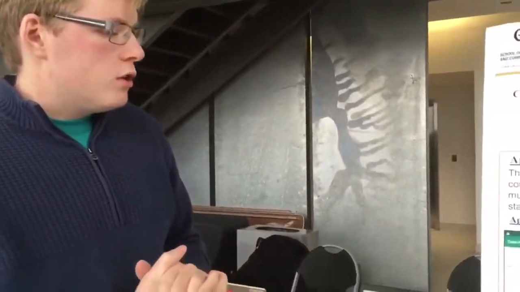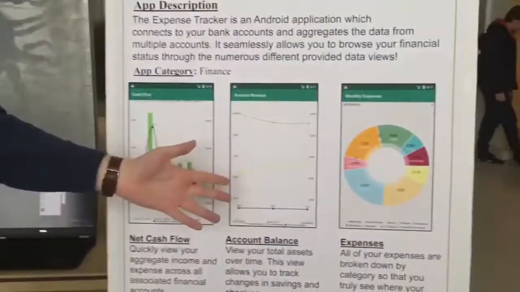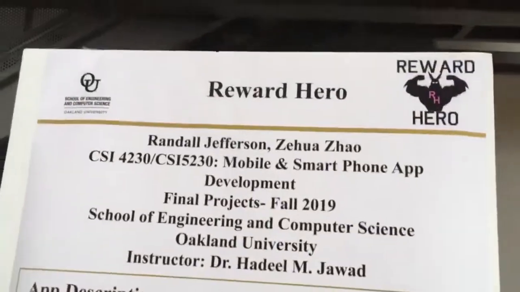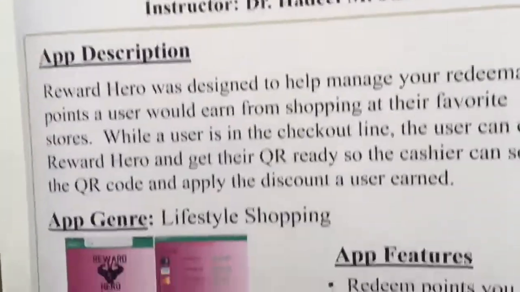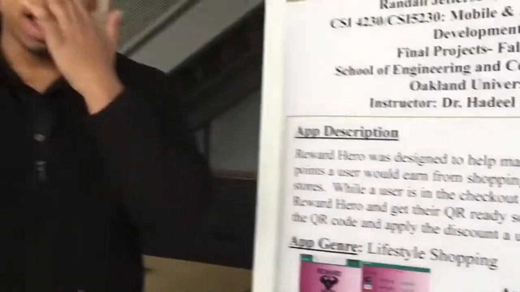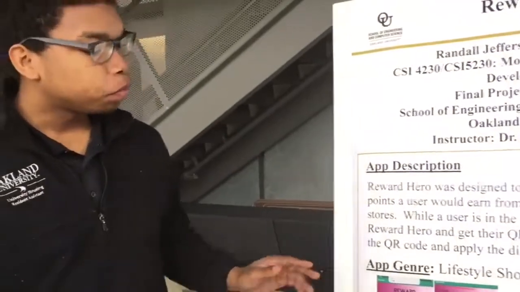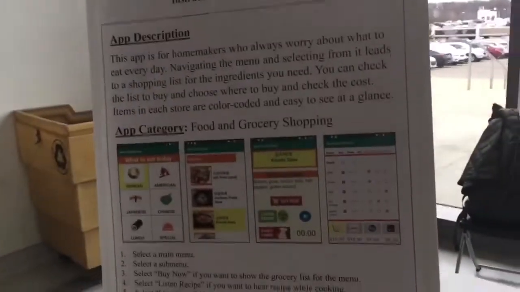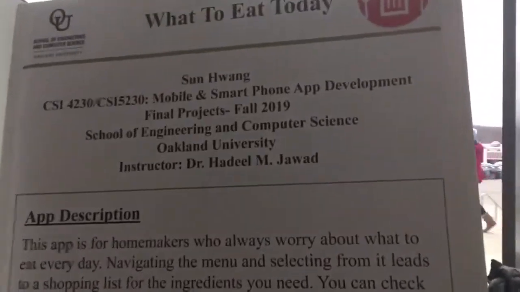The idea behind it is that it's an aggregator with which you can hook up your various bank accounts, be it checking, savings, credit, debit. And basically it's an app that manages all your redeemable points from your favorite stores, restaurants, and things of that nature. So how it works is that you log in, and then this application is what to eat today.